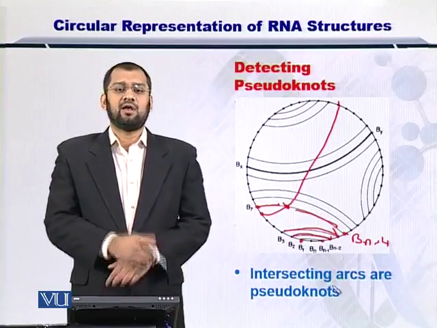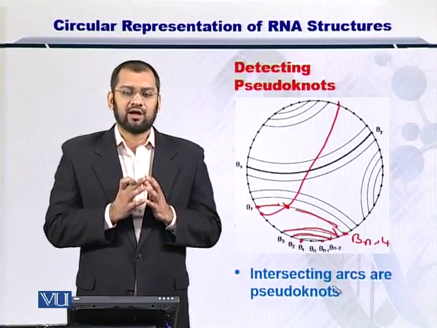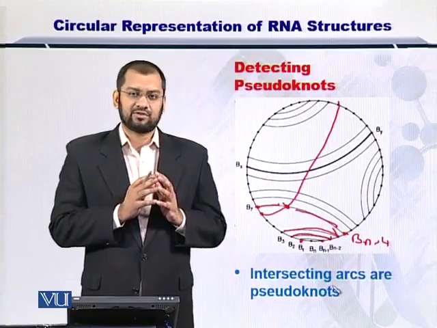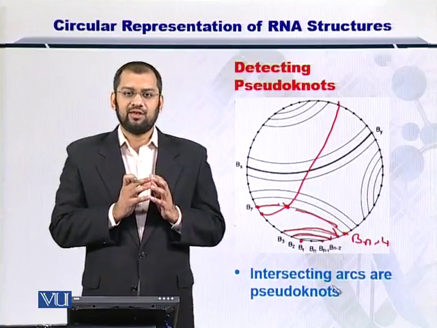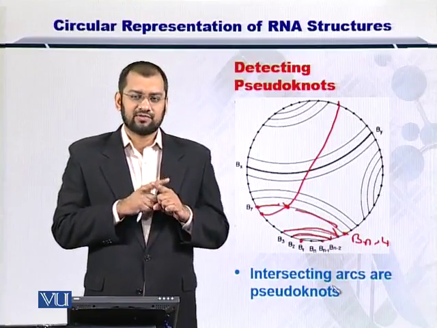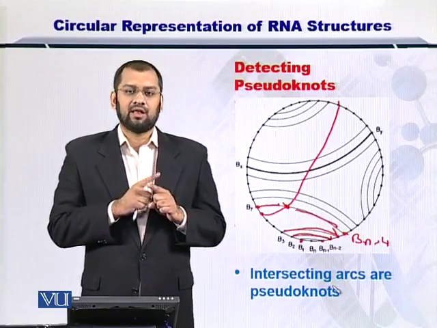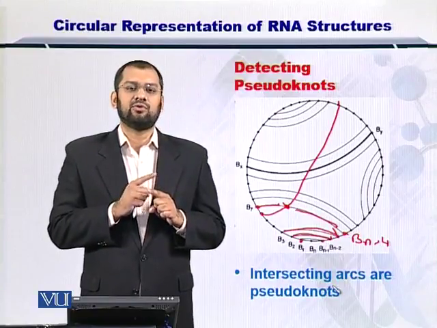So dear students, if you construct the circular diagram for an RNA secondary structure, and if you see two arcs that are intersecting each other, then you can call it a pseudoknot.